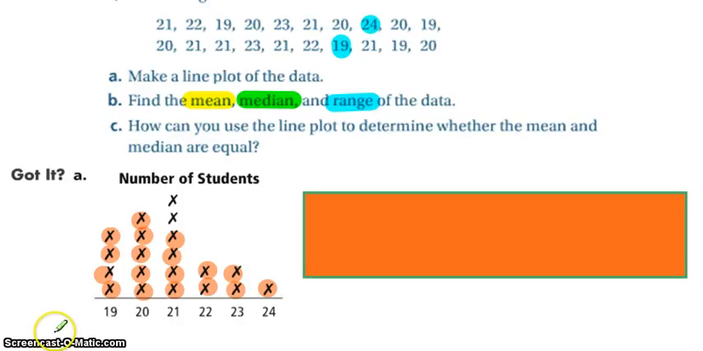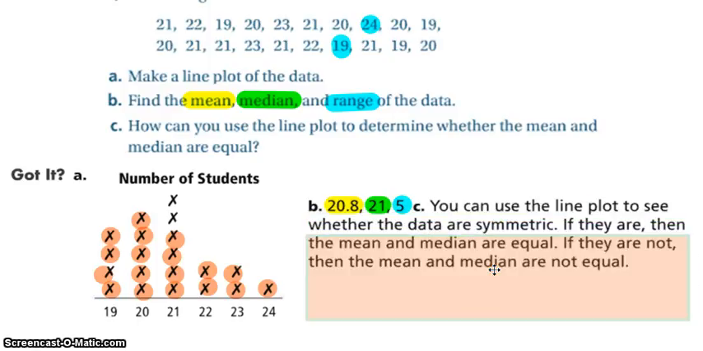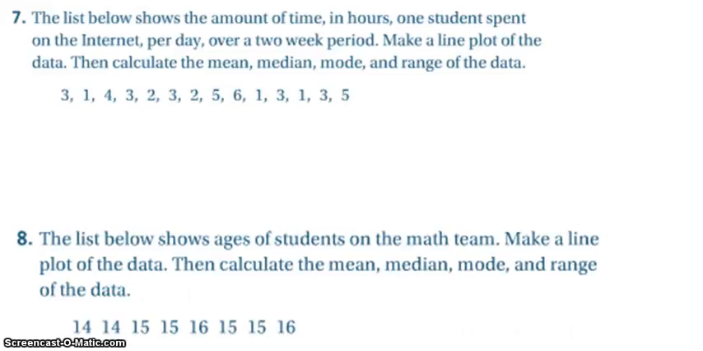So that's one way that we can find it without actually listing out the data in order. That then lets me see that my median was 21. My average, if I add all these up and then divide by the number that we had, was 20.8, and then our range is 5 because we go from 19 to 24. Try 7 and 8 on your own. Come back if you need help or just to verify your answers.